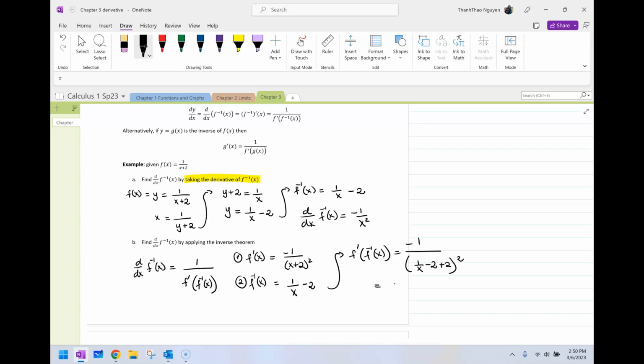And that equals negative 1 over x squared. And this is equal to negative x squared. So then d/dx of f inverse of x equals 1 divided by f prime of f inverse of x, which equals 1 over negative x squared. The answer is the same. So whether we take the derivative of the inverse or we use the theorem, we get the same answer.